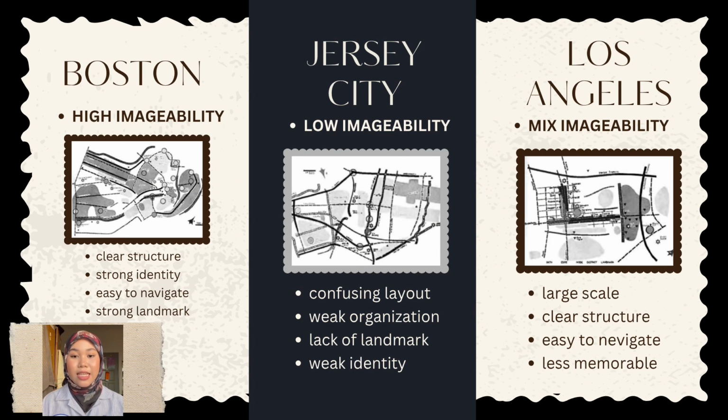Next, Jersey City. Jersey City has low imageability. It lacks a strong identity and clear landmarks, and the layout is less organized. Because of this, people may find it confusing and harder to remember. Lastly, Los Angeles. Los Angeles has mixed imageability. It has a clear and organized structure, especially with its grid layout, which makes it easier to navigate. However, the city is very large and many areas look similar, so it becomes less memorable.